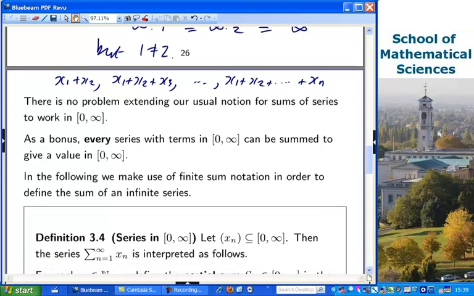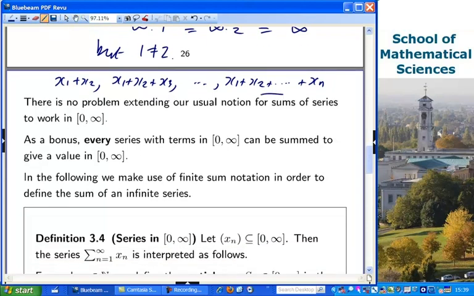And we can give that the usual sum notation. That's the sum from k equals 1 to n of xk. So we can do our usual notation with finite sums. And I've told you that the addition is associative and commutative, so you can add them up in whichever order you like, and you're going to get the same answer.